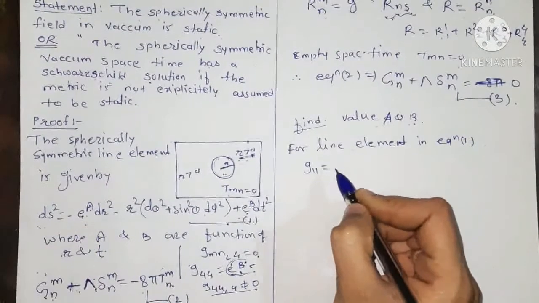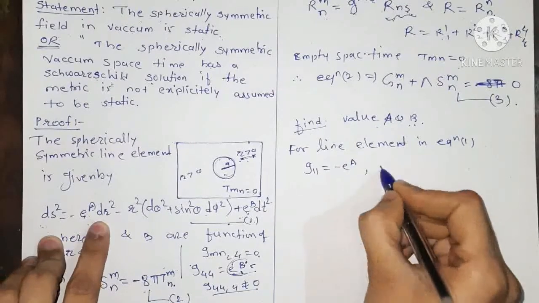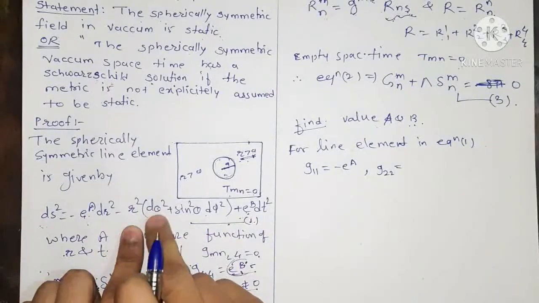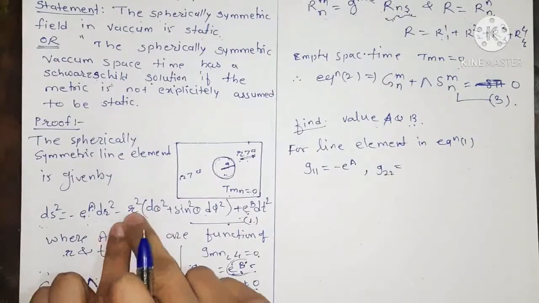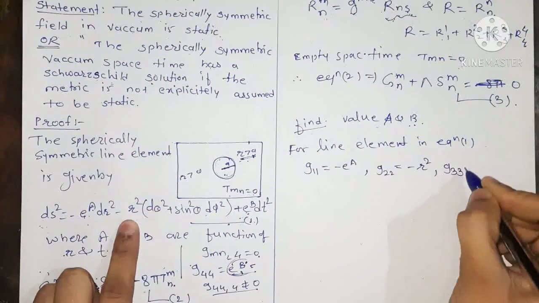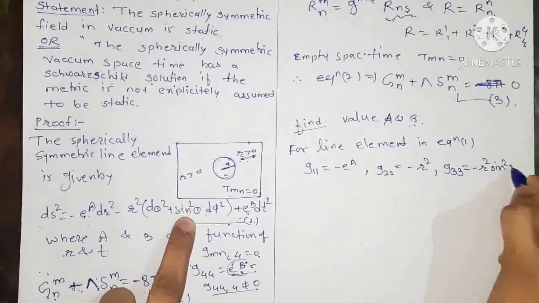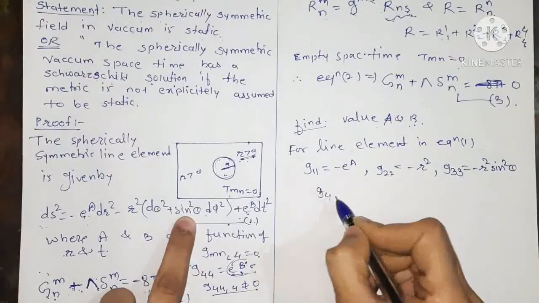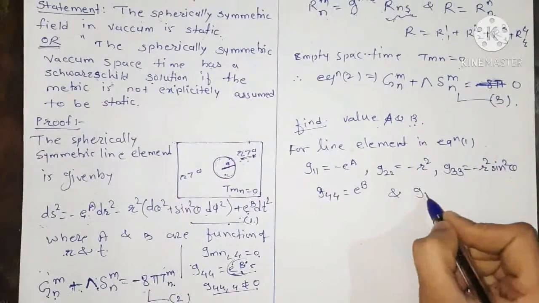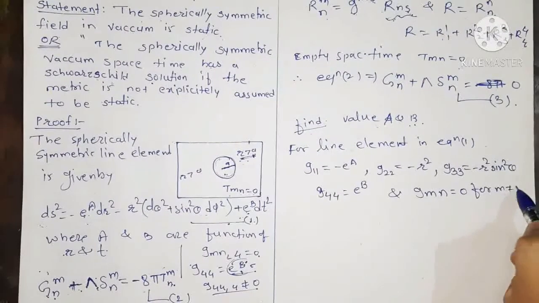G11 is equal to minus e to the power a, G22 is equal to minus r square, since the second coordinate is our theta coordinate, so its coefficient is our G22. G33 is equal to minus r square sine square theta. G44 is equal to e to the power b, and Gmn is equal to 0 for m not equal to n, right?